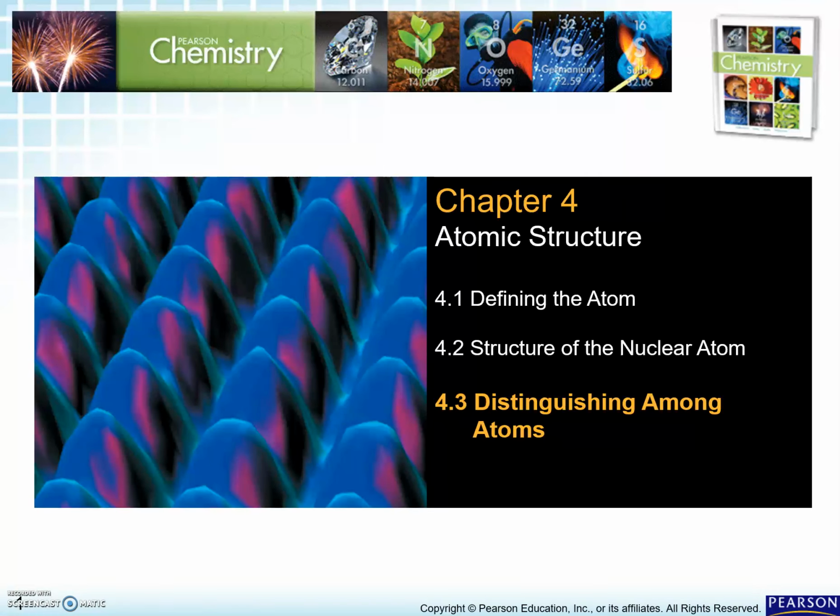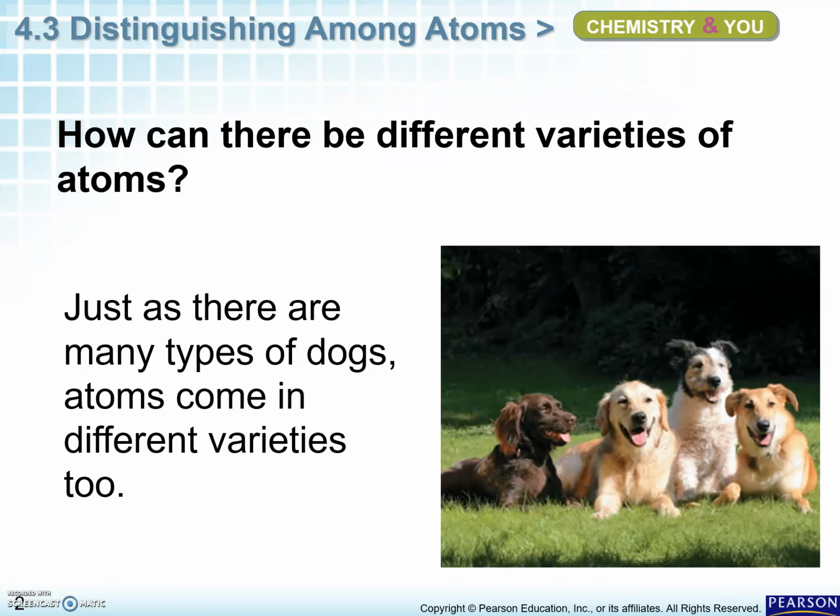Hi everyone, we're going to be talking about how to distinguish among different atoms. So just like there are different dogs in the world, of course I'm going to include dogs, there are different varieties of atoms. There are actually 4 different types of dogs in this picture, but we know that they are different based on some of their physical properties.